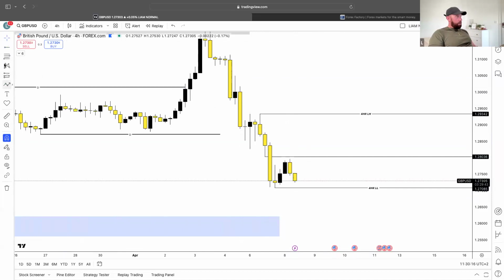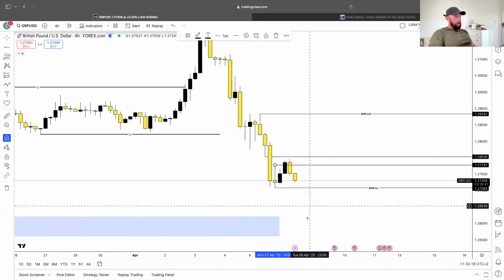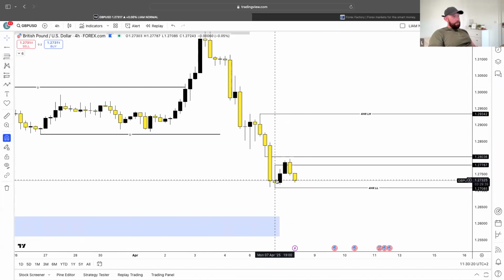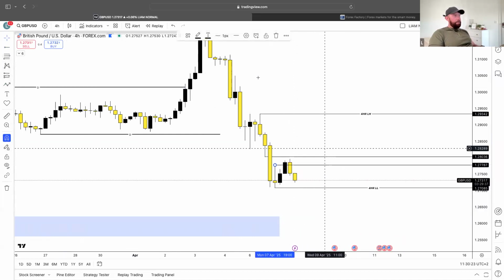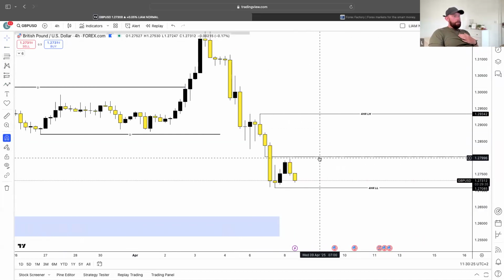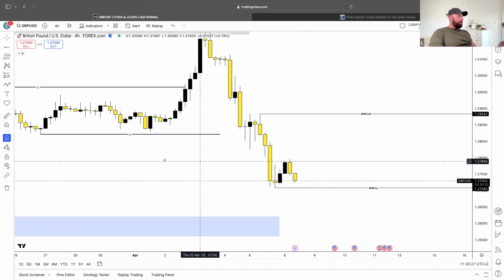We had a little imbalance from where this gap was here. It looks like we've moved up and now we're playing out of that imbalance from a 4 hour. So yeah, that is what I've got for GBP USD.